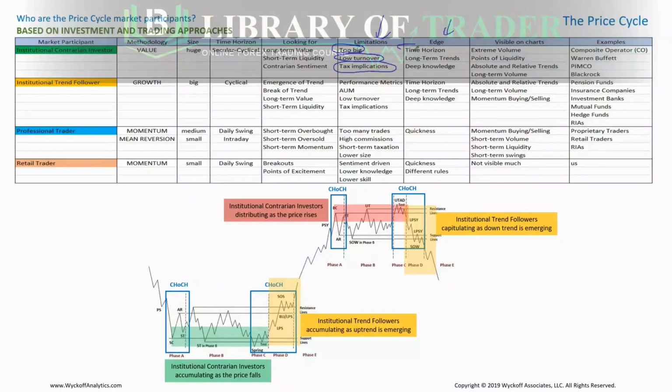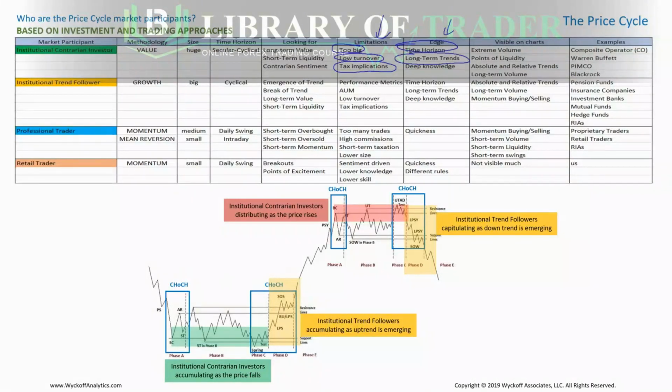Their edge is in time horizon. Because their time horizon is so long, some of the positions that the current CEOs are holding were initiated back in the 2008, 2009 lows, were reaccumulated and re-rotated in 2010, 2011, 2012, throughout the volatility of 2014, 15, and 16, and on the way up through Brexit and the US election in 2016 into the highs of 2017. So you can imagine the flexibility on the time horizon that they have.